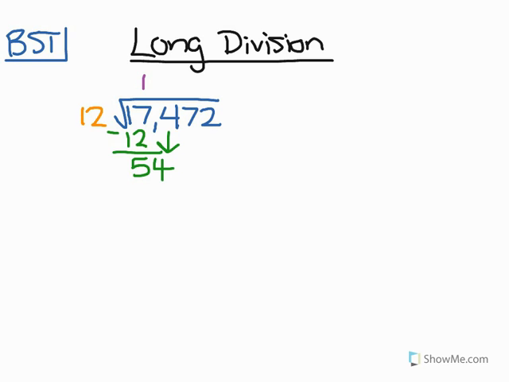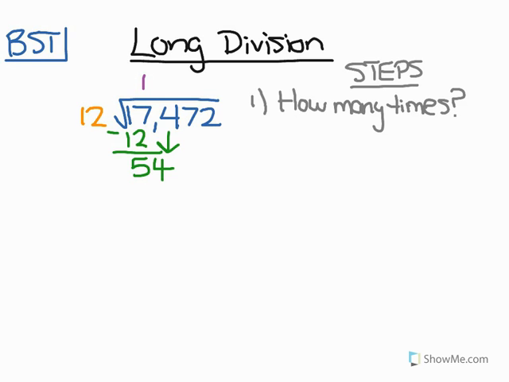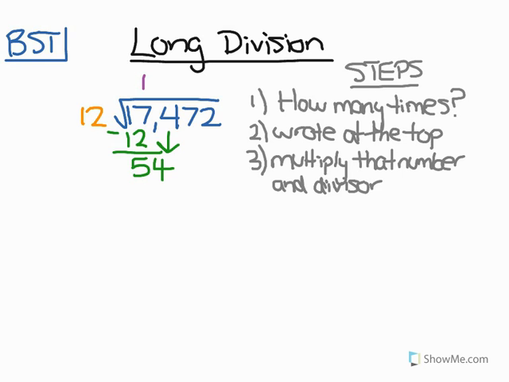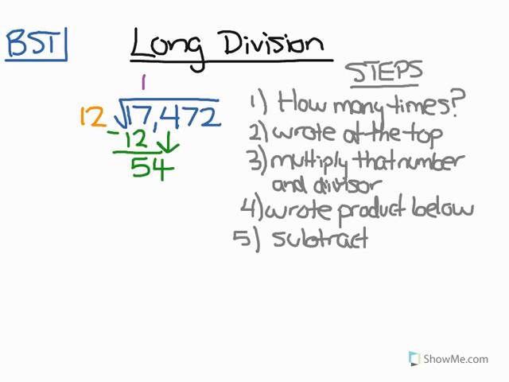Long division is all about cycles. So let's talk about the steps that we just did to get here. The first thing that we did was ask ourselves how many times the divisor went into a number. Then we wrote that number at the top, and then we multiplied that number and the divisor. And remember that the divisor is 12. We wrote the product below. That was when we wrote 12 here. We subtracted, so that was when we subtracted 12 from 17. And then we brought down the next number.